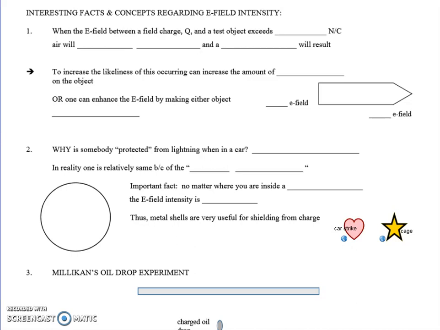Okay, so very simply, we can boil it down to this: when the electric field intensity between a field charge, let's say a cloud in a lightning storm, and a test object, let's say a tree, exceeds a certain amount. That amount, when it's air that's between the object and the source of the charge, is 3 times 10 to the 6th newtons per coulomb. So when you exceed a field that's 3 million newtons per coulomb, air will break down. Okay? And so I want to explain that breakdown idea a little bit more, and a spark will result.